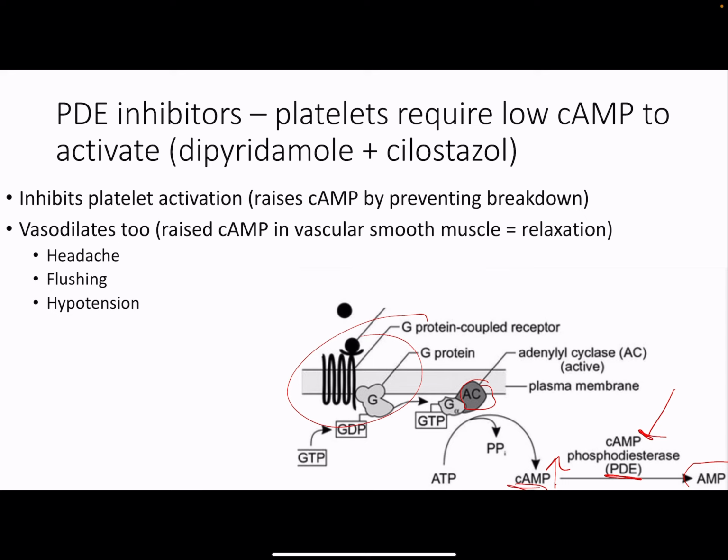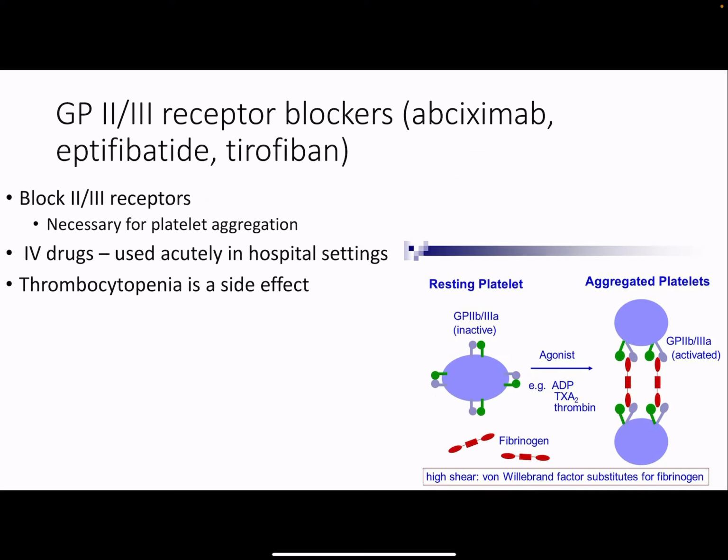I would note that these 2 drugs are also going to cause vasodilation, because the higher level of cAMP is also going to be present in smooth muscle. And the vascular smooth muscle, when it's relaxing, is going to cause vasodilation. So more blood going in your head can cause headaches, can cause flushing, and with the vasodilation, think Boyle's law, volume up, pressure down, it can cause hypotension.